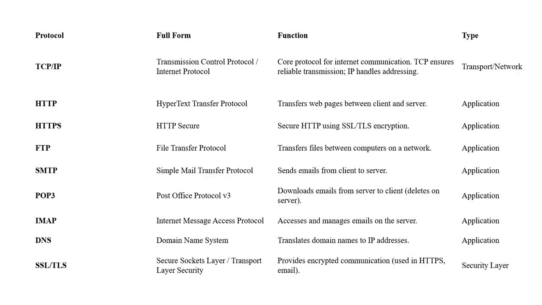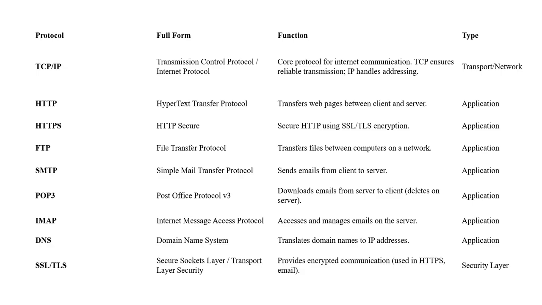Next, SMTP. SMTP full form is Simple Mail Transfer Protocol. It sends emails from client to server. It comes under the type application. POP3. POP3 is Post Office Protocol version 3. The function of this is to download emails from server to client. It comes under the type application.